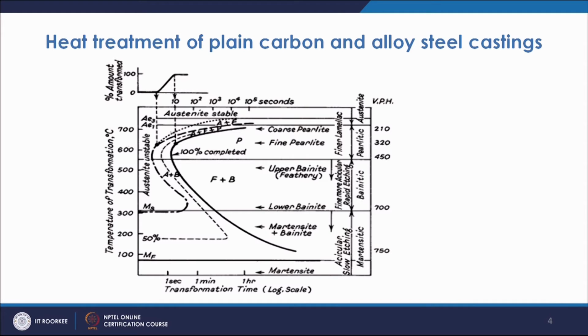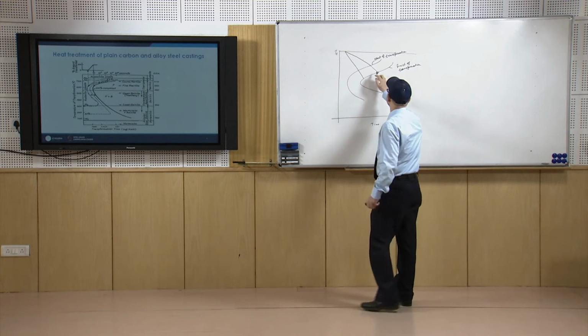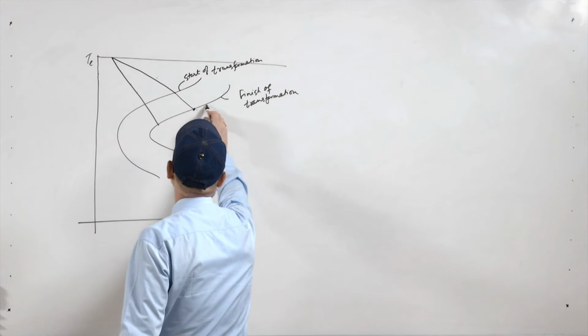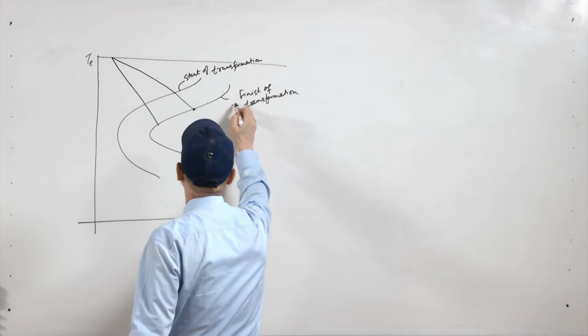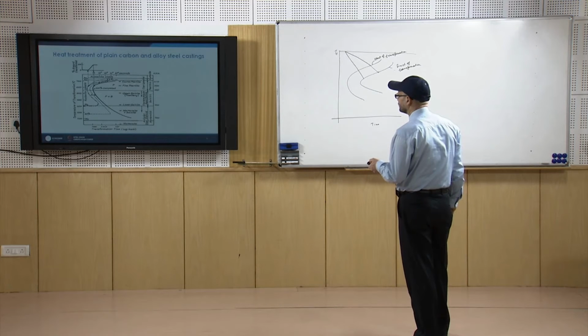If you have a very coarse type of pearlite, it means the material or casting is subjected to a heat treatment where it is cooled very slowly. Normally in annealing, when we cool in the furnace at a very slow rate, if your transformation is finishing at this point in the upper portion, it will normally give you a coarse pearlitic type of structure.